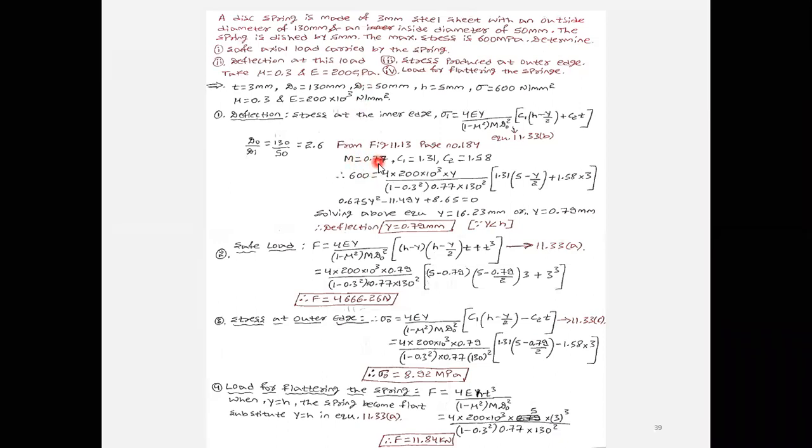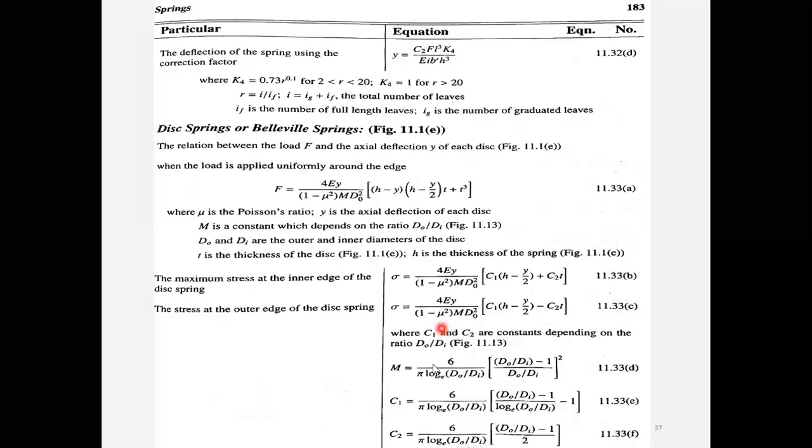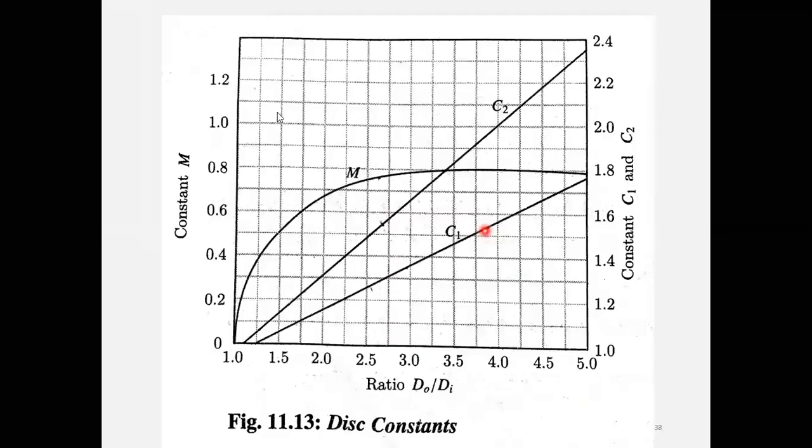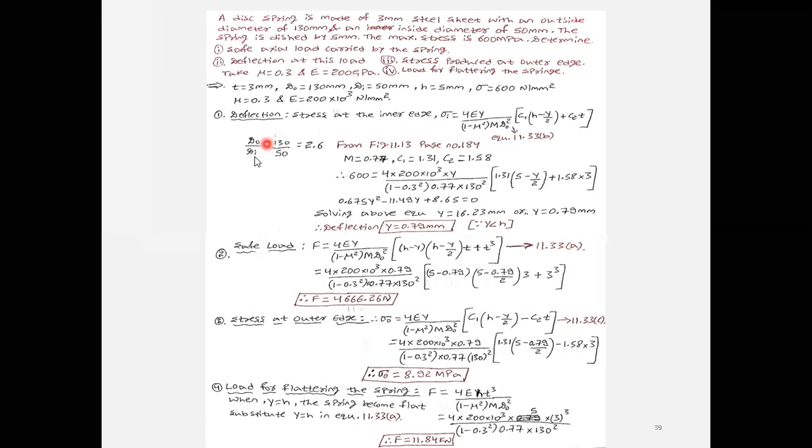Now, as I told you, two approaches are there. Either you can use formulas to calculate these disk constants m, C1, C2, or you can use figure 11.13. The option is left to you, but to save time, it is better to use figure 11.13, where you will get all three constants. In the problem, they have given the outer diameter and inner diameter of the disk. Outer diameter is 130, inner diameter is 50. Therefore, the ratio will be 2.6.